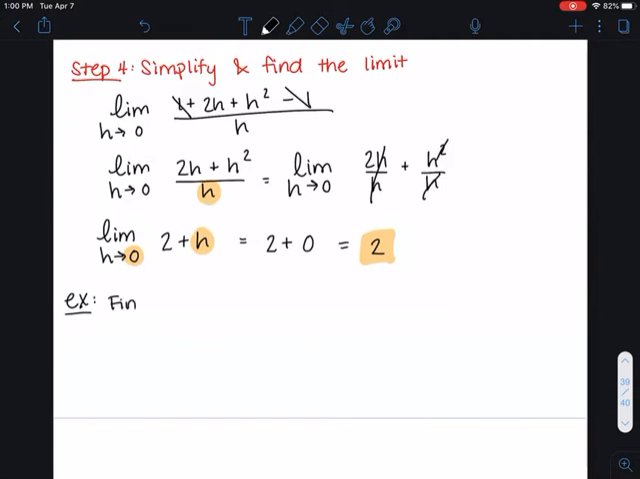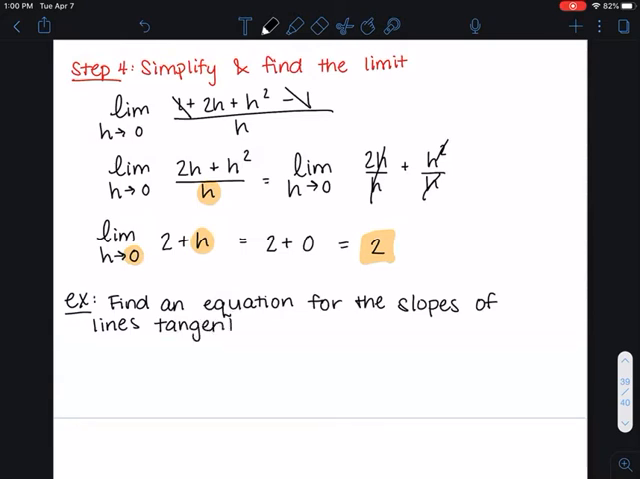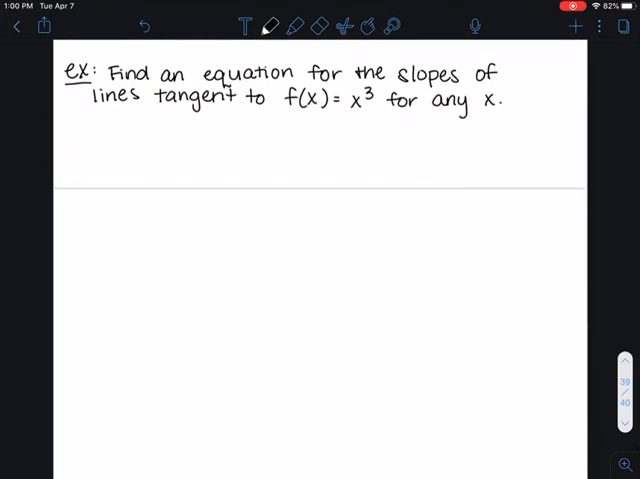Let's look at another example. They want you to find an equation for the slopes of lines tangent to f of x is equal to x cubed for any x.